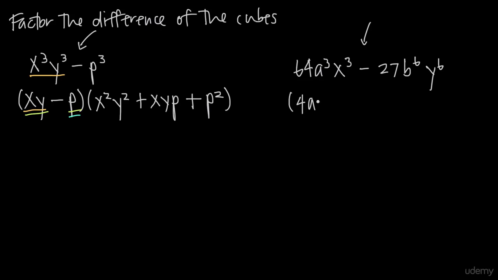The cube root of x cubed is x. Then we're always going to subtract. That's part of our pattern. We always subtract. The cube root of 27 is 3. The cube root of b to the 6th is b squared. And the cube root of y to the 6th is y squared.